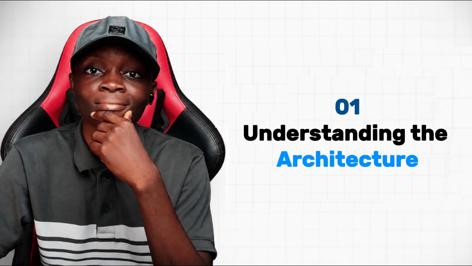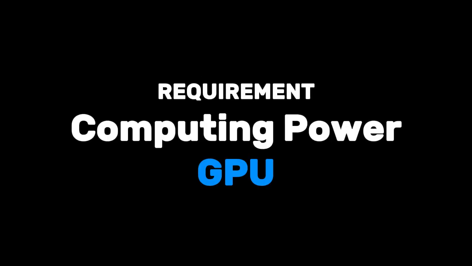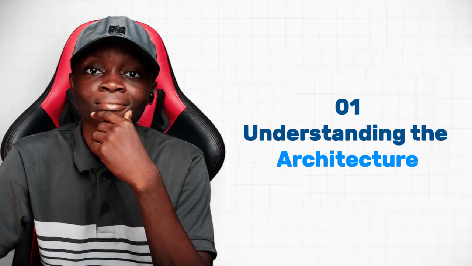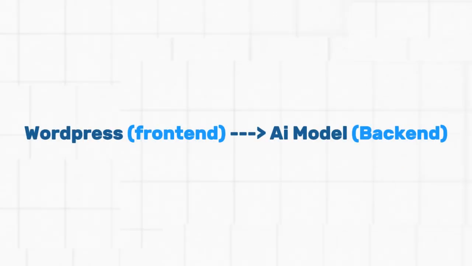The first thing to understand is that WordPress doesn't perform the face swap. AI face swapping requires a lot of computing power, especially GPU, right? So just have it at the back of your mind that running this AI face swap application directly inside WordPress will slow down your website and consume too many server resources. Instead, WordPress acts as a front end, while the AI model runs on a separate backend server.